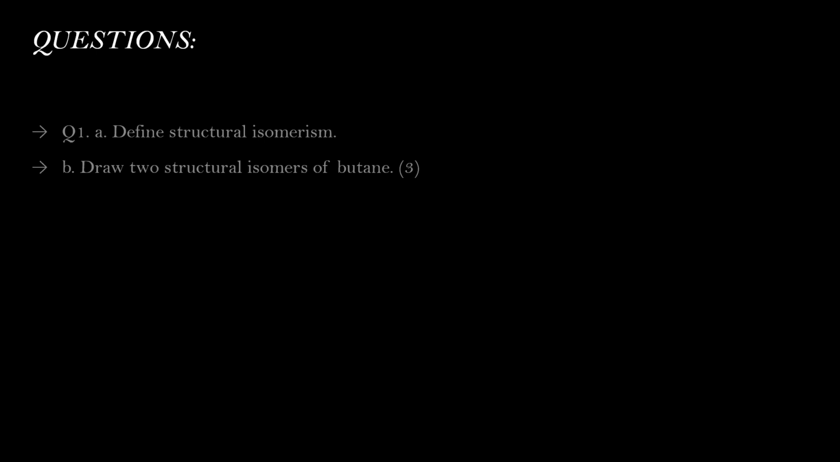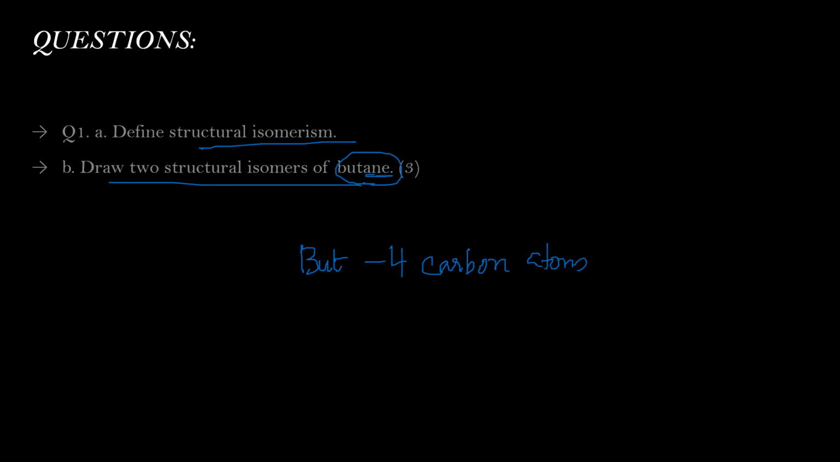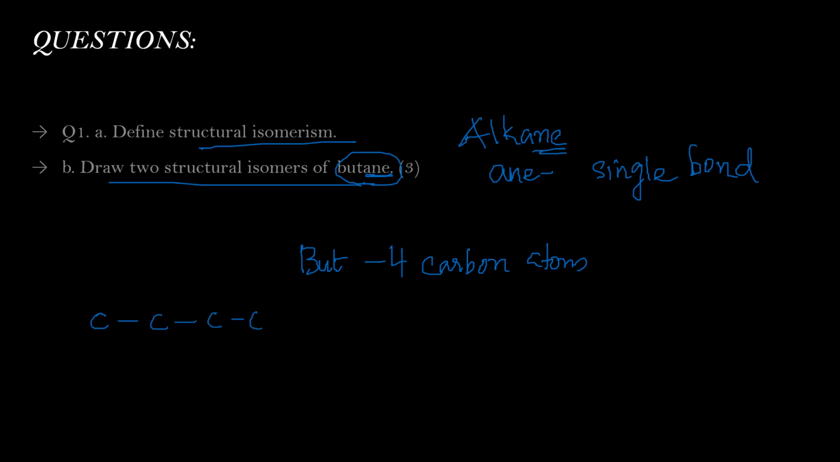Now, the next question is about structural isomerism: draw two structural isomers of butane. So butane means how many carbon atoms? But means 4 carbon atoms. And ane means alkane, single bond. Now listen here. What is the structure of butane? 4 carbon atoms, 1, 2, 3, 4. Only single bonds, so between two carbon atoms, a single bond.